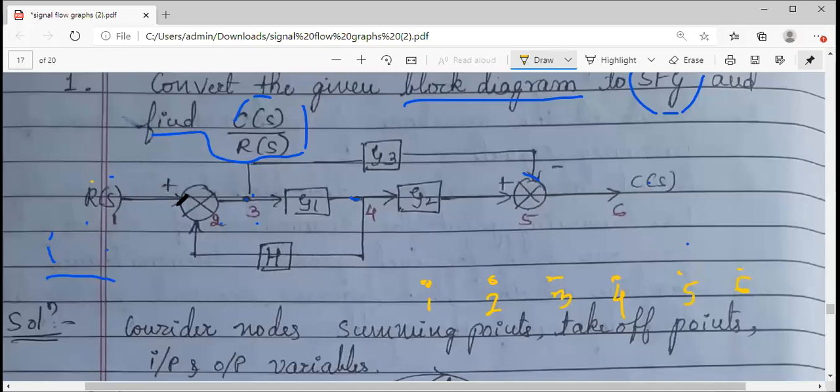In the forward path, let us see how the different nodes are connected using the different branches. Between 1 and 2, you have a connection. So take one branch. You don't have any gain value specified, so give the arrow mark and specify the gain or transmittance as 1. Now between 2 and 3 again you have a connection. Take a line, arrow mark, nothing is mentioned, it is 1. Between 3 and 4 you have a gain value G1, so draw a branch and specify the gain value G1. Between 4 and 5 you have G2.